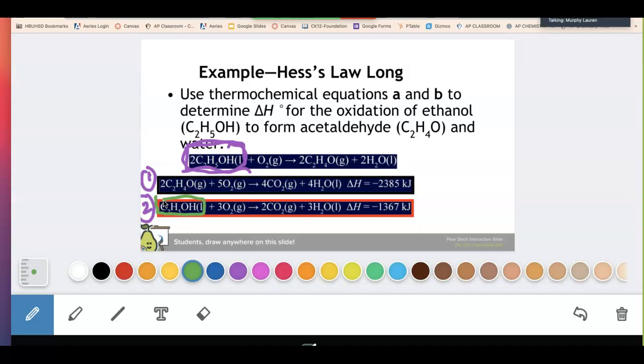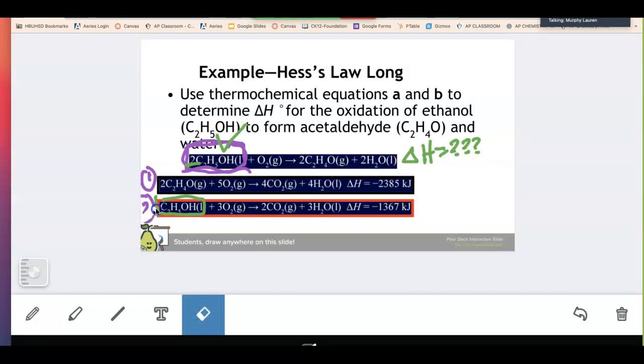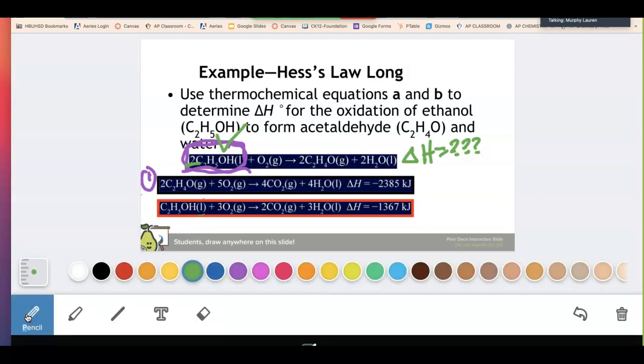There's a problem. In this equation that I'm trying to find the delta H for, the heat of the reaction, the enthalpy of the reaction, I have two ethanols. And in my equation down here, I don't have two. I only have one. So now we have to do something. We're going to force this bottom equation to look like this equation up here, okay? How am I going to do that? Well, I'm going to take this entire equation and multiply it by the number 2. Because if I do that, I'll have 2 ethanols.